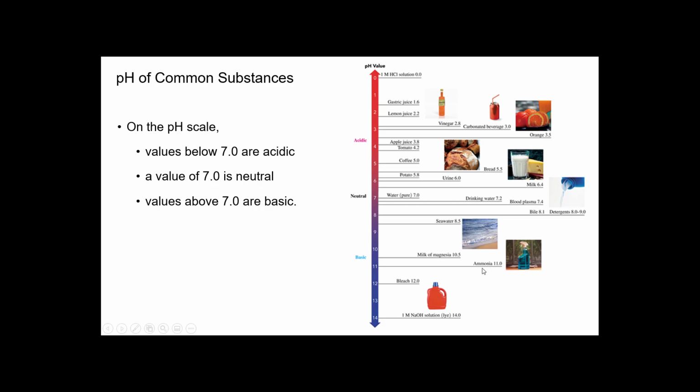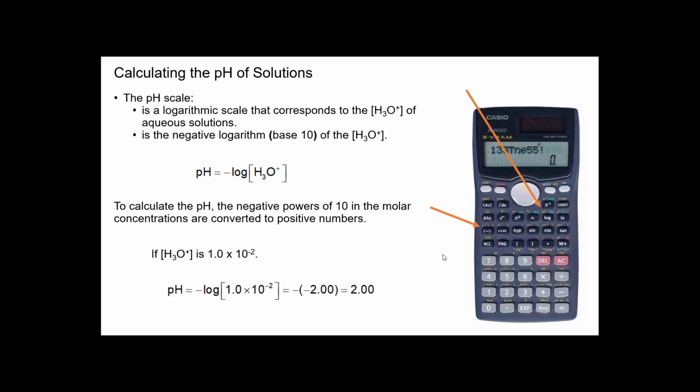Then we start getting into cleaners and detergents. It's between 8 and 9. Sodium hydroxide, which is known as lye, which is used in some soaps, is 14. A 1 molar HCl solution is 0. So that should give you an idea of this being a strong acid, and this being a strong base. Ammonia and so forth. Milk of magnesia, that's similar to Tums, and other antacids, 10.5.